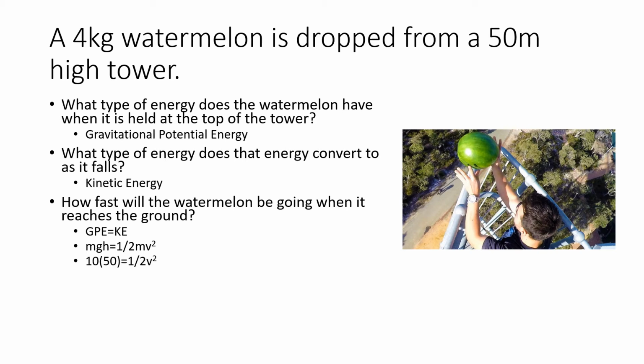So let's just eliminate that m and plug in our givens. Gravitational acceleration is 10 and the height is 50 meters. We have the 1/2 on the other side, and we're solving for the velocity. So 10 times 50 is 500. 500 divided by 1/2 is the same as multiplying by 2, so we get 1,000 equals v squared. The square root of 1,000 is 31.6 meters per second.